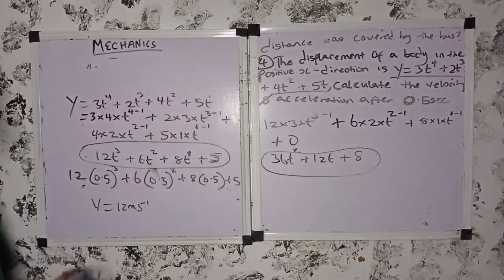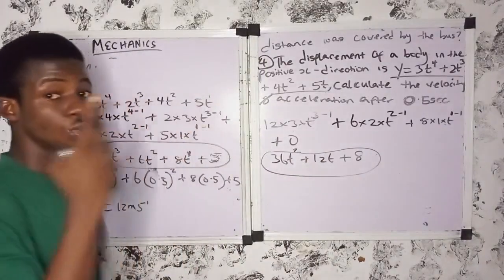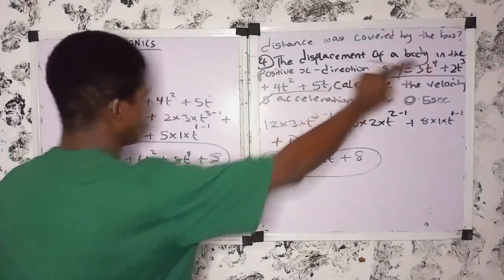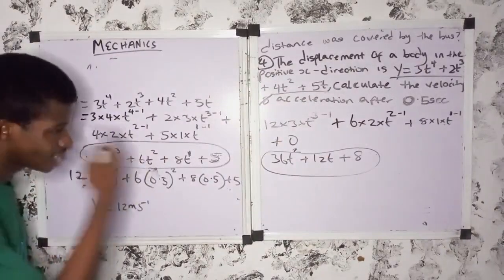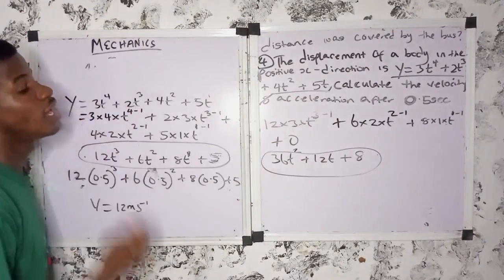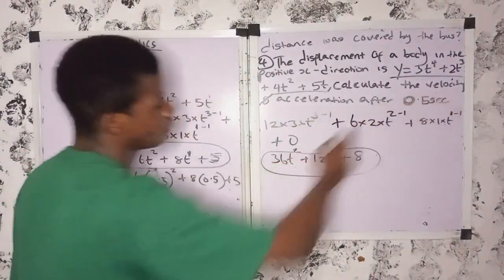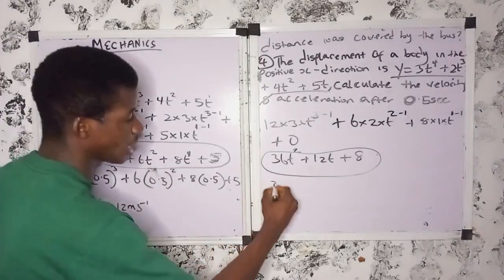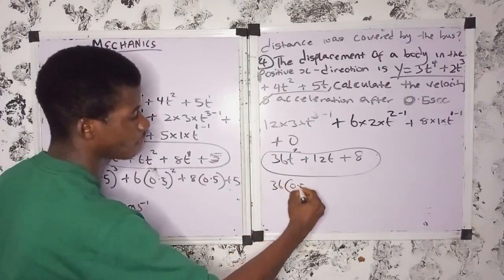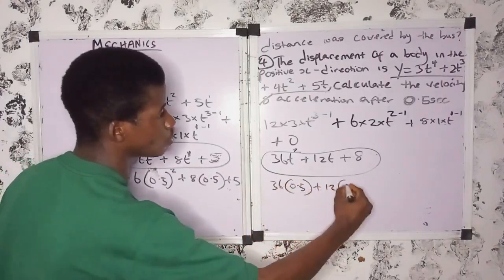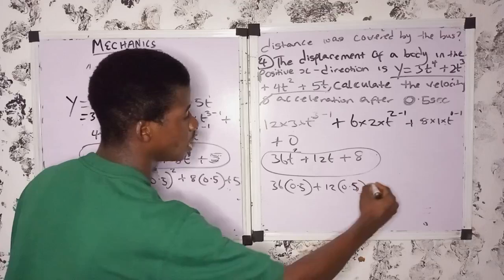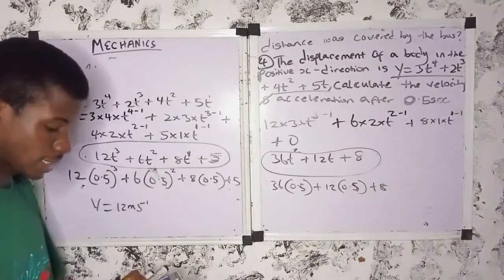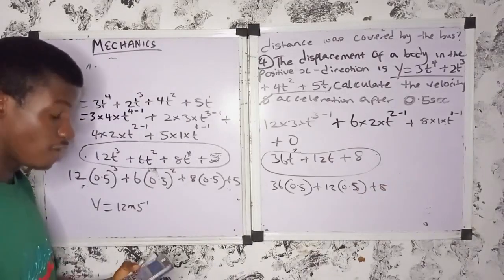So what have we done so far? Remember, I told you guys that to look for the acceleration, we need to differentiate 2 times. We differentiated from this to this, 1, then from this to this, 2. So what next? We have to input the value of t, time, into this place. So now it will be 36 bracket open 0.5 bracket close plus 12 bracket open 0.5 bracket close, then plus 8. Let's multiply it. 36 times 0.5 gives us 18.